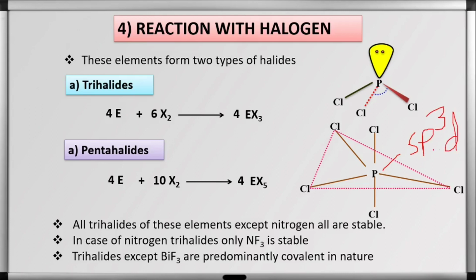So sp3 means 4, that is 3p and 1s, and 1d, so sp3 is 4 and this 1d, so a total of 5 bonds are involved there. So that's why it shows the sp3d hybridization, and that's why it shows the trigonal bipyramidal geometry here. So this is very important information about the structures.